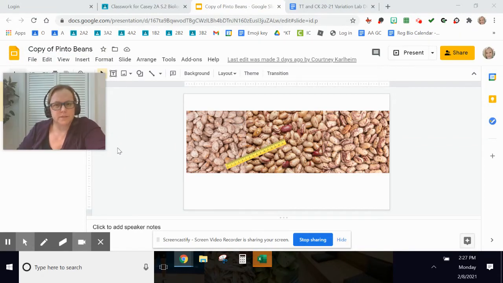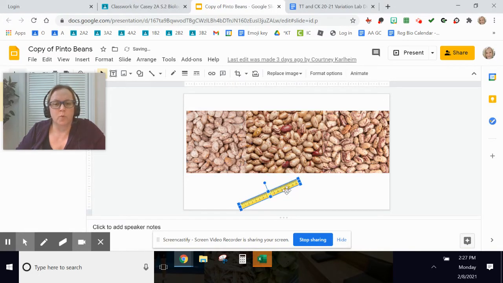Hello, scientists. If you missed the variation lab with the pinto beans, I'm going to show you how to measure the pinto beans in order to enter your data into your data table. If you take a look right here, I have the pinto beans slideshow open, Google Slides open, and here I have a ruler which I can move around.